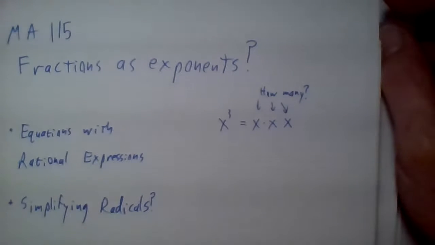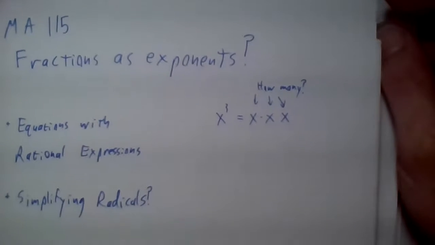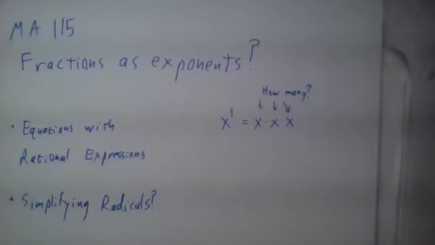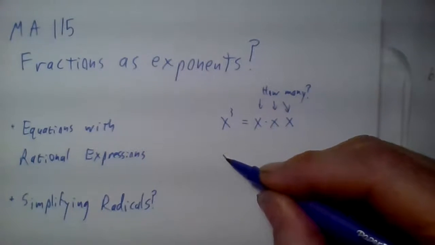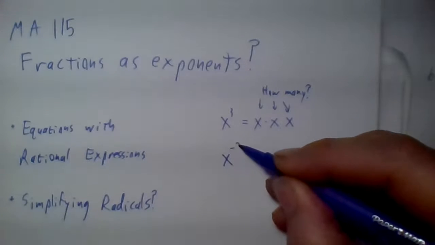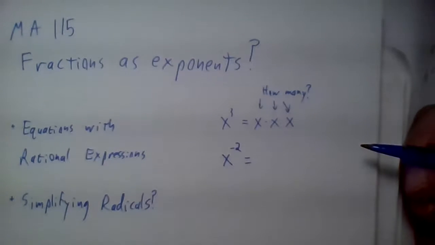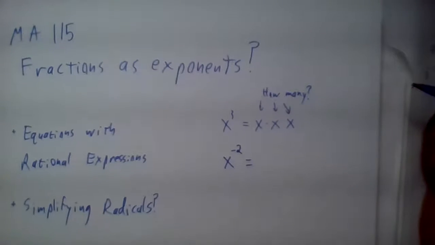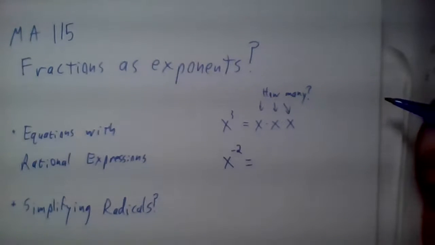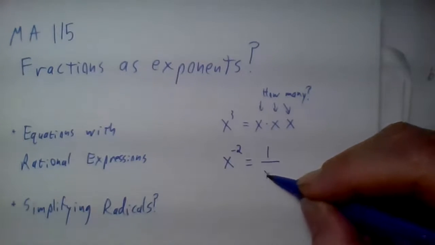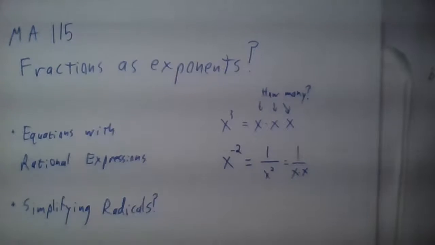If we have a negative exponent, we did look at those already and what the exponent means in that setting. So if I have x to the minus 2, the 2 is still a how many number, but the minus means it's the reciprocal of x to the second. So this is the same thing as 1 over x squared.